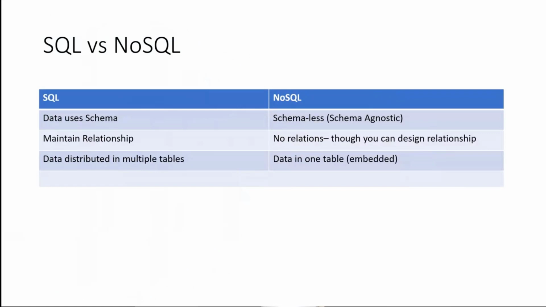Now, what did we talk about? In SQL, you need to have a schema. In NoSQL you don't need to, but if you want, you can still have the schema. That's the reason it's called schema agnostic. In SQL you need to mention the relationship; you don't need to have a relationship here. Data is distributed in multiple tables in SQL; you see here you don't need that.